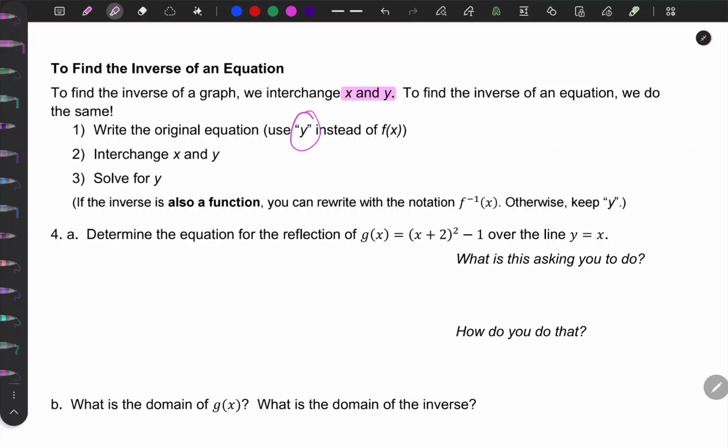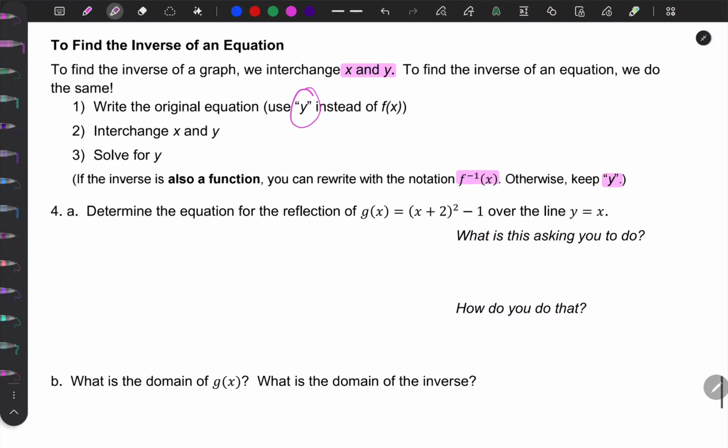Once you've done that, for your final answer, if the inverse is a function, you can use the f inverse notation. If the inverse is not a function, we simply use y equals instead of writing f inverse equals. Let's look at an example of this.